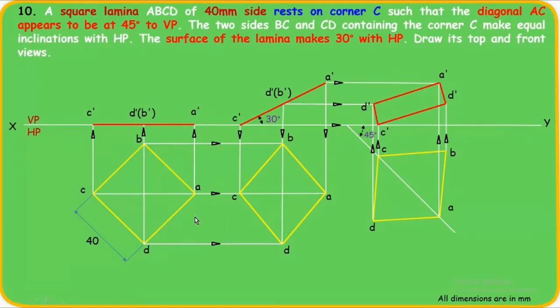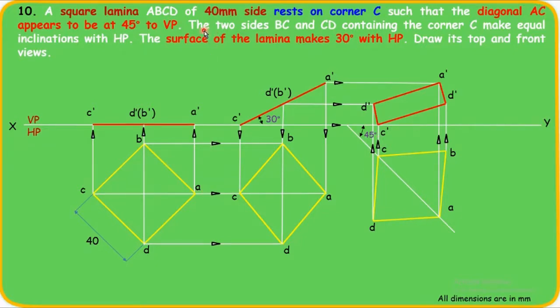So this is the question given to you: a square lamina ABCD of 40 mm side rests on corner C, such that the diagonal AC appears to be at 45 degrees to VP. So it is given that this diagonal AC is inclined at 45 degrees to the vertical plane.